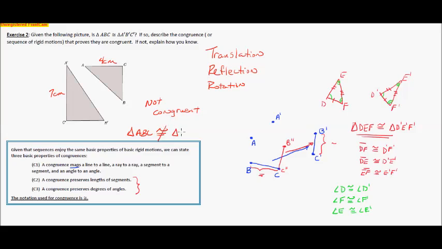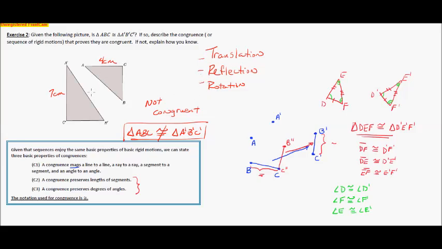Okay? So that's basically what we're after today, that you understand that congruence means same size, same shape. Alrighty, and if two shapes are congruent, well, there is a motion or a sequence of rigid motions, meaning these, that will map one to the other, and in this case that did not happen.